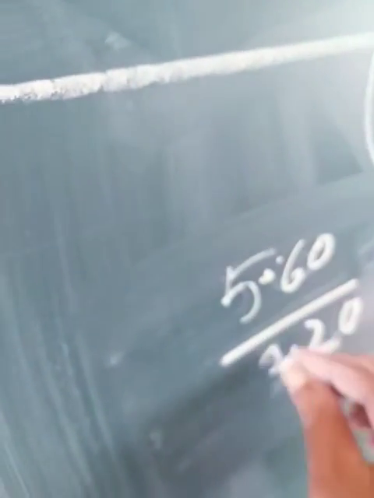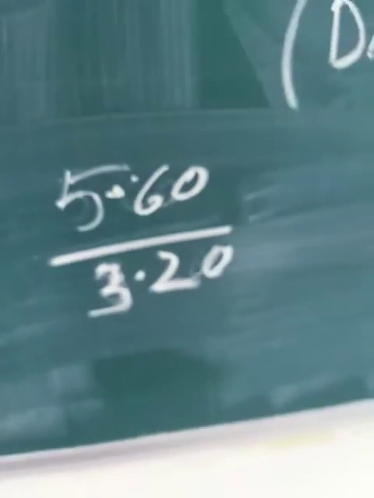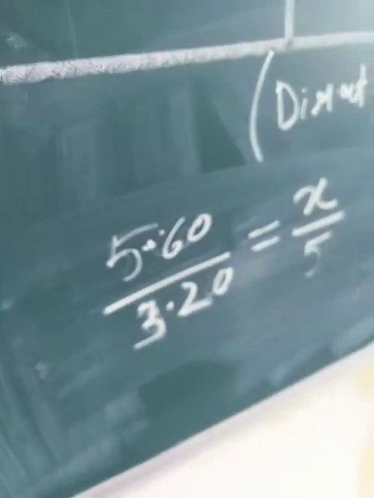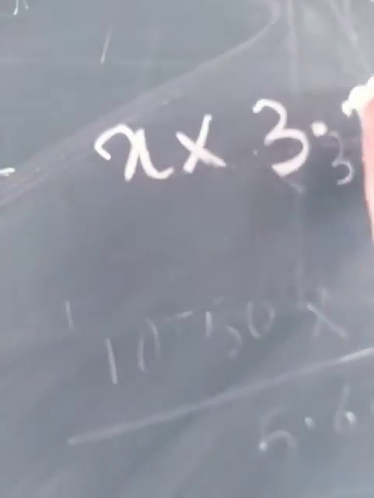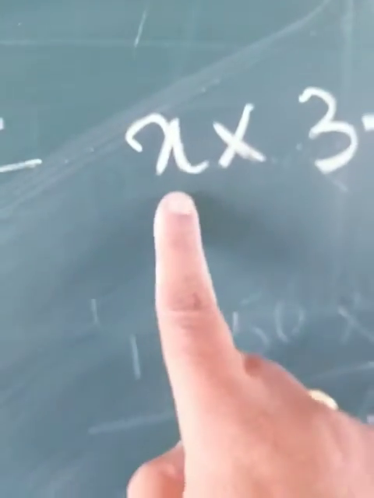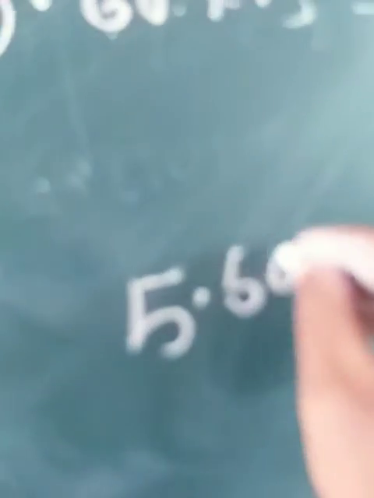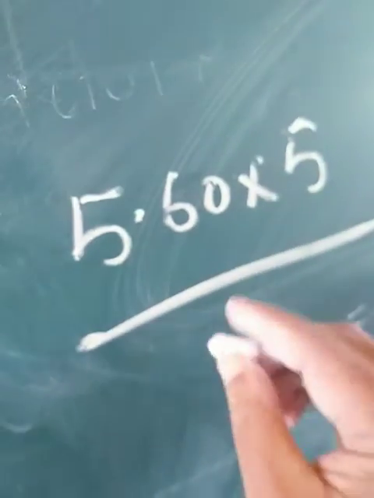5.60 upon 3.20. Just a minute. Okay, 5.60 upon 3.20 is equals to x upon 5. Okay, now we'll do the cross multiplication. That is 5.60 into 5 would be equals to x into 3.20. Fine. Because we have to find the value of x, we have to transpose the value towards that side. And it will look like 5.60 into 5 by 3.20, that would be equals to x.